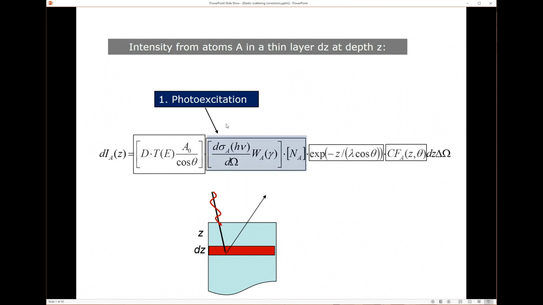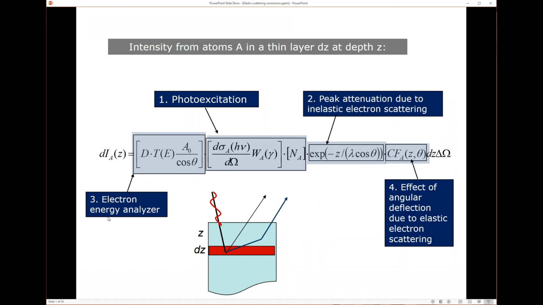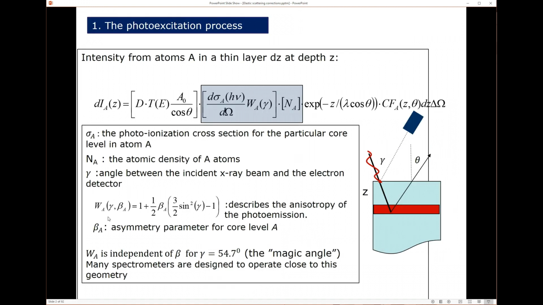First, there's the photoexcitation process. There's the peak attenuation due to inelastic electron scattering. There's the effect of the electron energy analyzer that specifies details of the efficiency of the electron energy analyzer. And there's a correction for angular deflection of electrons. We'll discuss these briefly, these different factors.